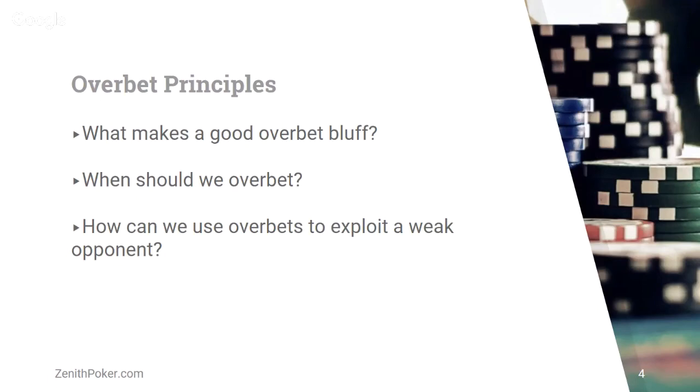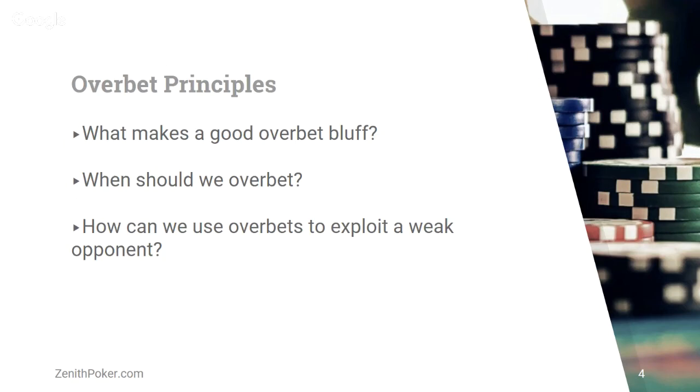Okay, so now we're thinking if we're not perfectly polar, right? If we're not perfectly polar and we're on a street, like the flop or the turn or the river, right? So say we're on the turn. What makes a good overbet bluff if we're on the turn, for example?